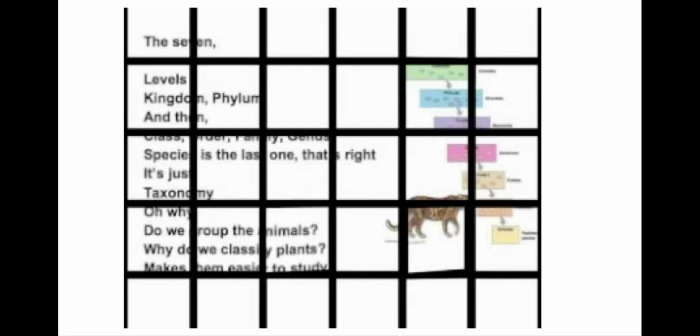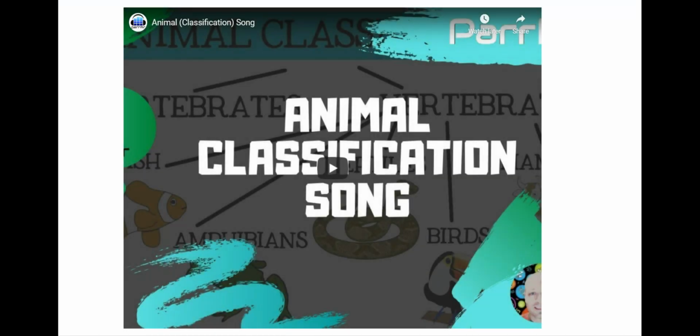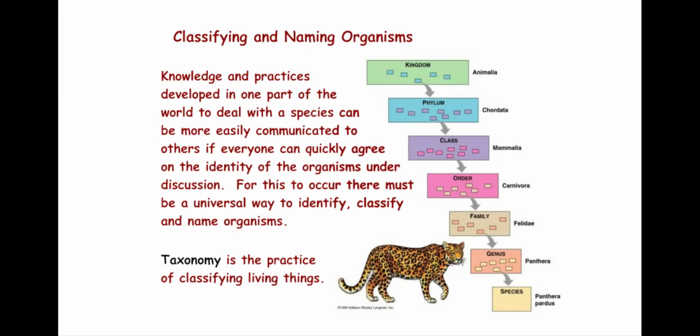So let's get started. So here is what we are talking about, animal classification, taking animals and using their scientific names so that across the planet, we can talk about the same animals. I'm going to link this video, this song, into our actual thing as it is a great listen. So classifying and naming organisms, we're not into our notes yet. We'll wait till the next page, but I just want to give you some general information. This is a knowledge and practice developed for everyone in the world scientifically to help us communicate animals' names.